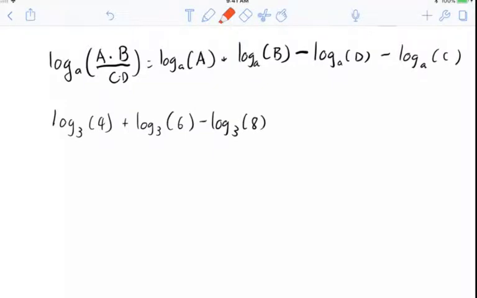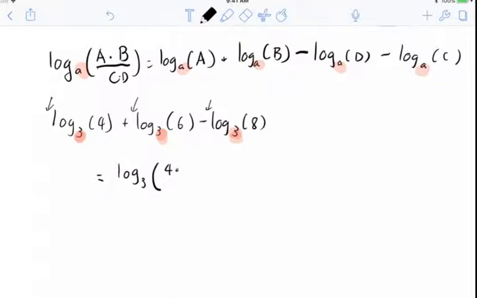Because look, each of these has the same base. When you split up a log like this, each of them has the same base, and so it follows that if you add or subtract logs with the same base, you can combine them together to make one big log. So in this case, for all the ones with positive coefficients, or pluses, they're going in the numerator, and the minus ones are going in the denominator.